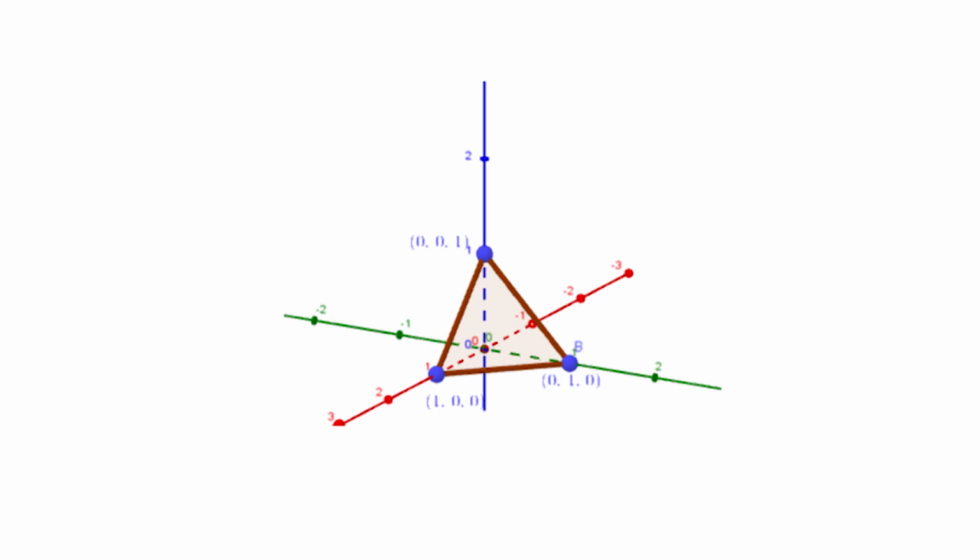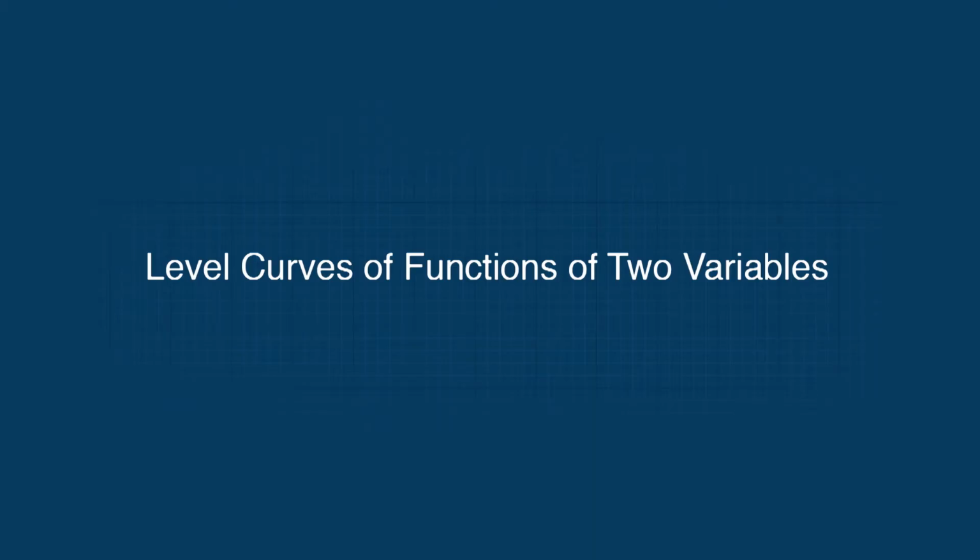A triangular portion of the plane can be sketched by plotting the points of intersection of the plane with the coordinate axes. Here they are the triplets (1, 0, 0), (0, 1, 0) and (0, 0, 1), and joining them with line segments. Level curves of functions of two variables.